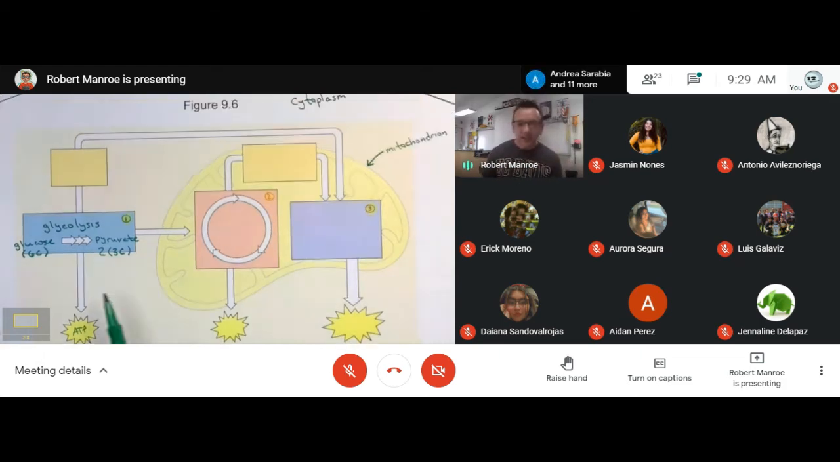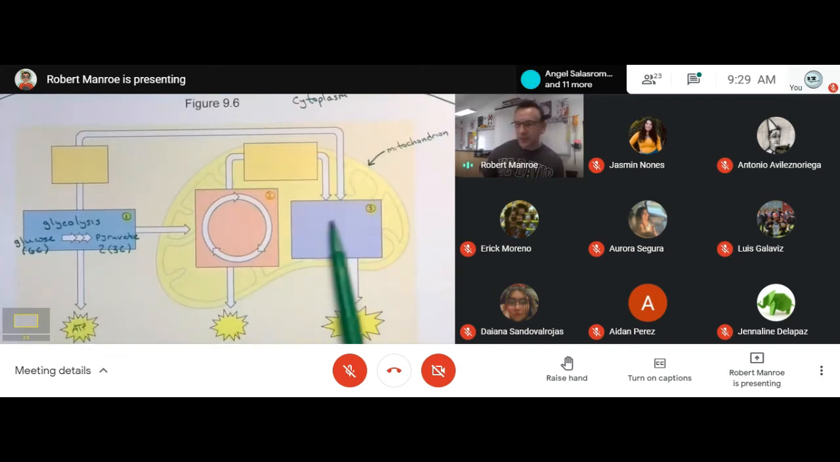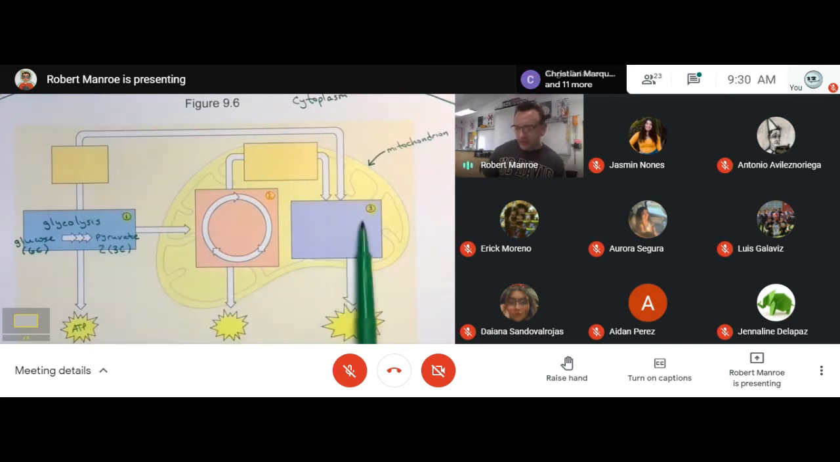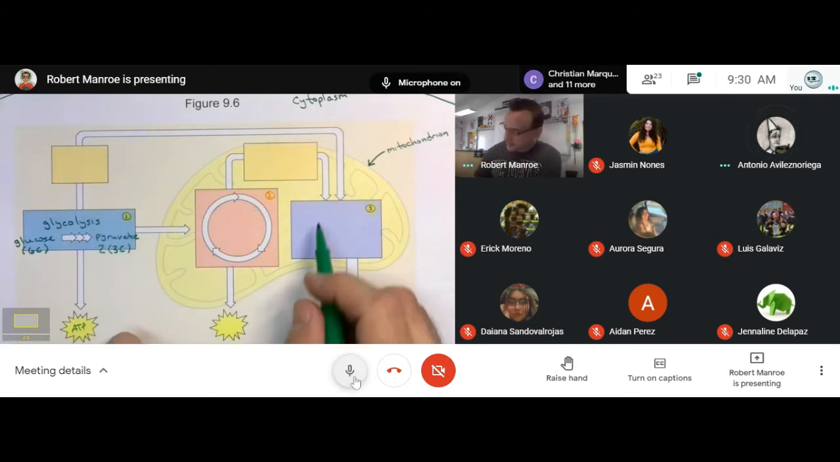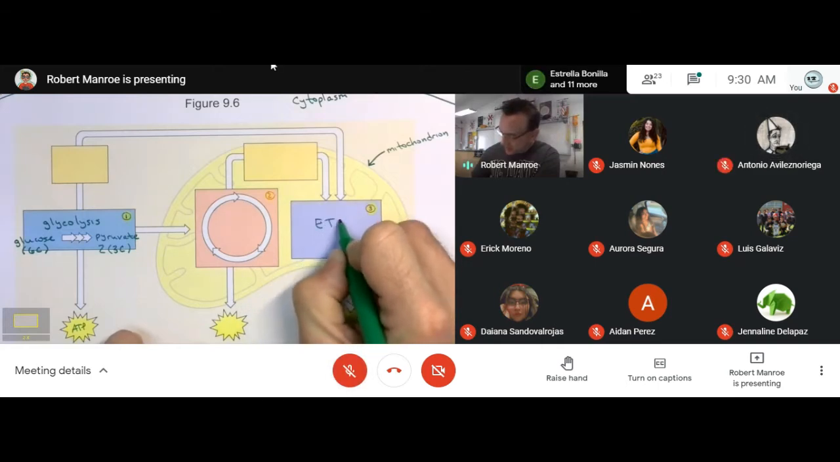All right. So then you look at step 2, I'm going to ignore that. So what is step 3 over here? Because that will help explain what this arrow is. What's step 3 over here? The electron transport chain. Yep, the electron transport chain.